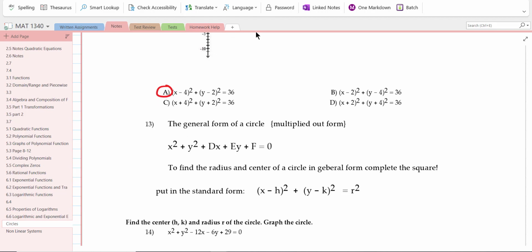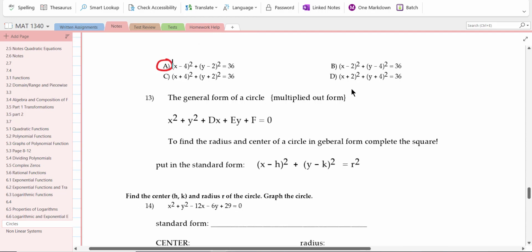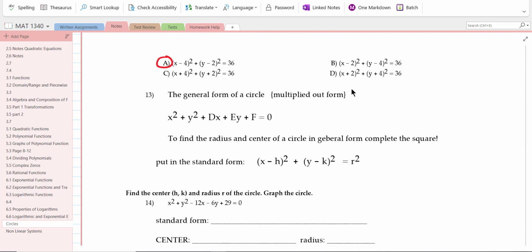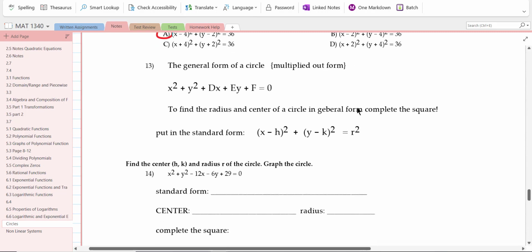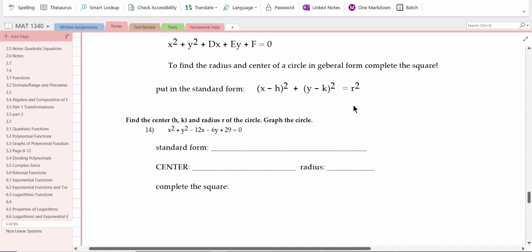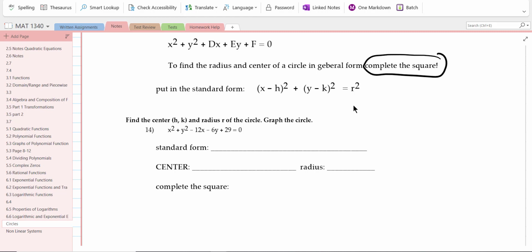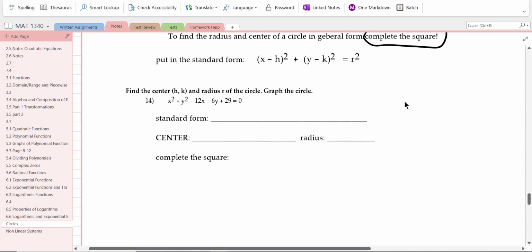the final exam. Everything that I did previously is preparing you for this. This is what we call the general form of a circle. If you multiply out the standard form, you get x squared plus y squared plus dx plus ey plus f equals 0. That is what we call the general form of a circle. And what you have to do, we learned how to do completing the square way back at the beginning of the semester when we were learning how to do quadratic equations.